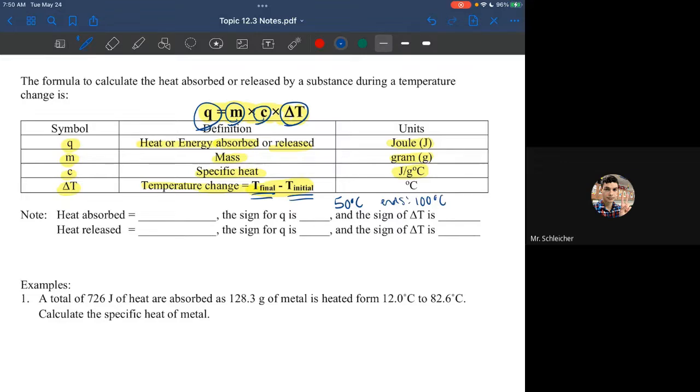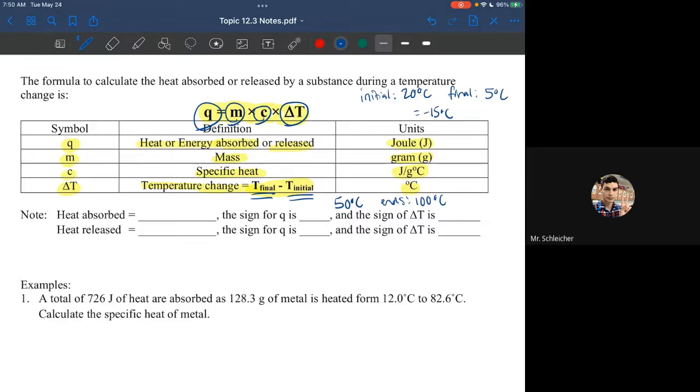Something else I want to be clear about: let's say I have an initial temperature of 20 degrees Celsius and a final temperature of, let's say, 5 degrees Celsius. In this case, I'm still going to do final minus initial. So what happens if I do 5 minus 20? I will get something like negative 15 degrees Celsius. So it is possible for your delta T to be a negative temperature value. And of course, temperature in this class is going to be measured in degrees Celsius.